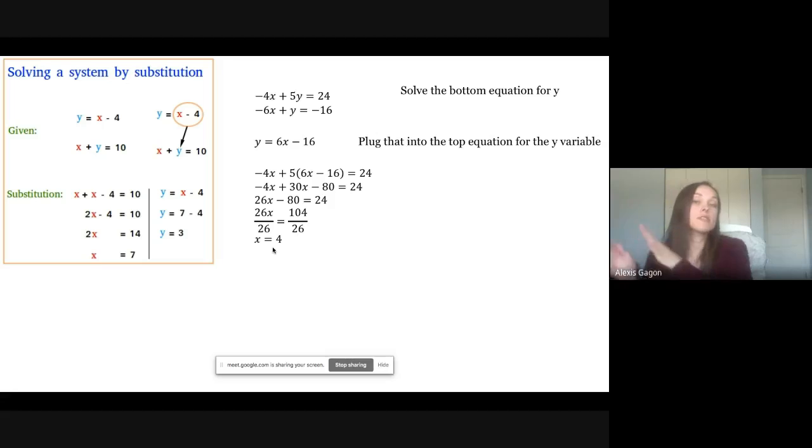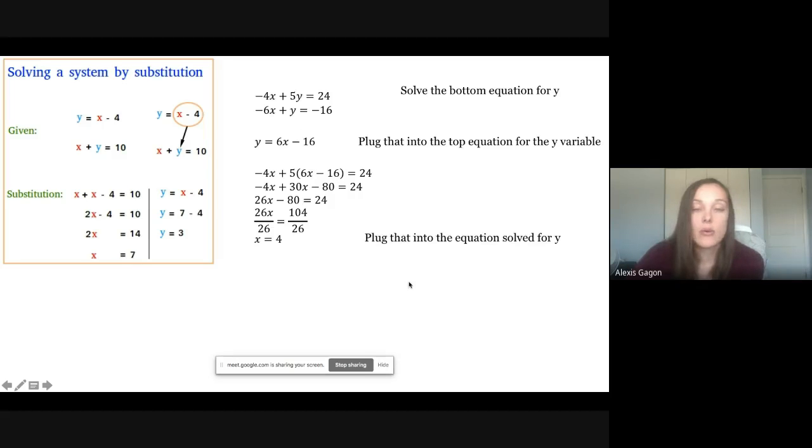We still have to solve for the other half, and the other half's easy, especially when we're doing substitution, because this was already solved for y. So now we can take this x equals 4 and plug it into the equation that we solved for y. So we can plug it in right there, and that's going to be 6 times 4 minus 16, which, 6 times 4 is 24, so 24 minus 16 is 8.